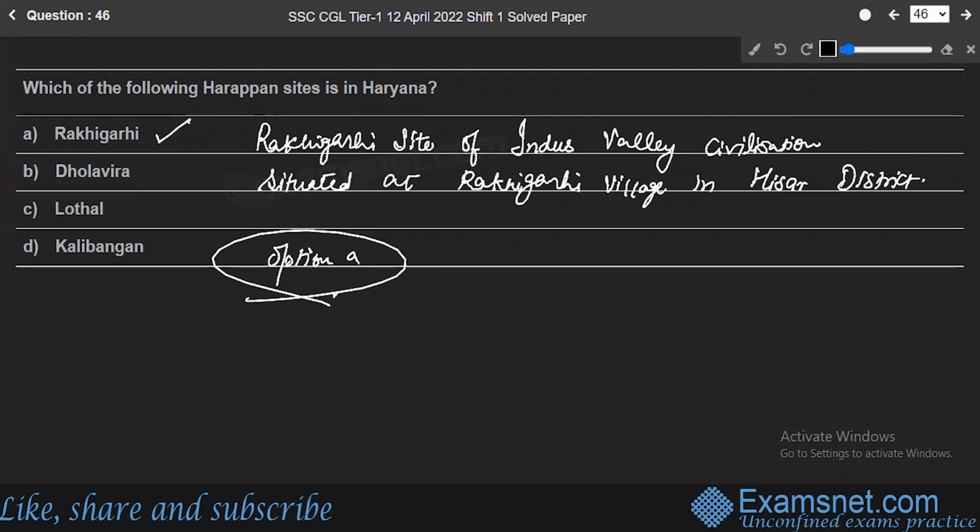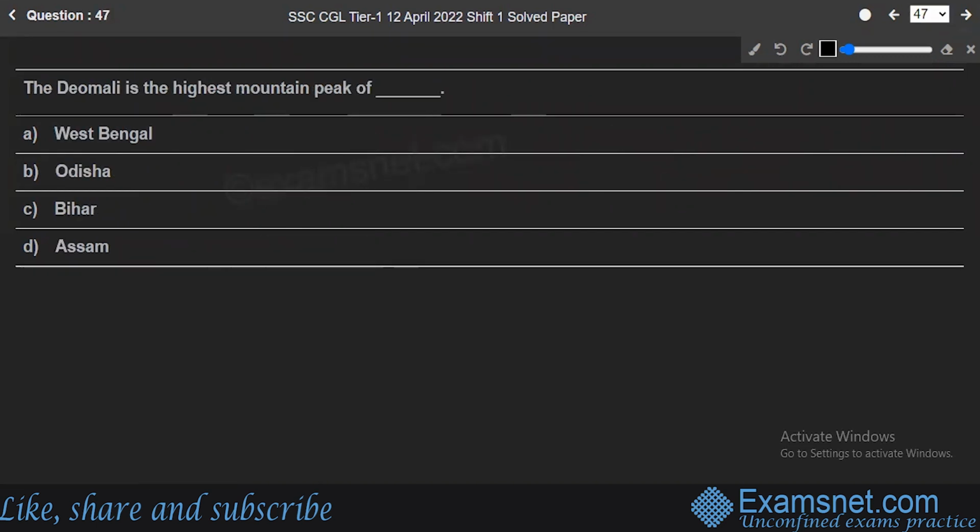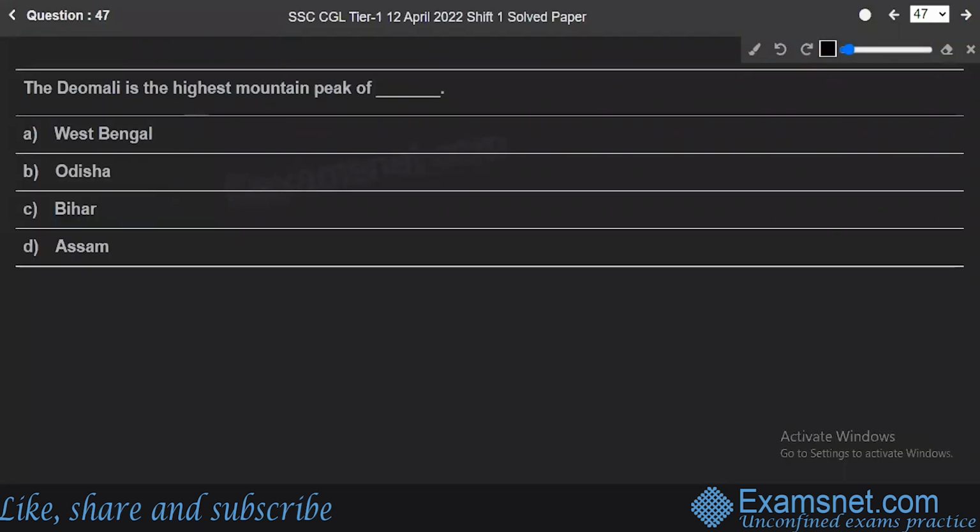Then let's move to the next question, number 47. The Deomali is the highest mountain peak of West Bengal, Odisha, Bihar, or Assam. The answer to the question is option B, Odisha. See, this Deomali is a 1672 meters mountain peak, which is situated on the Eastern Ghat in Odisha. It is the highest peak in Odisha.